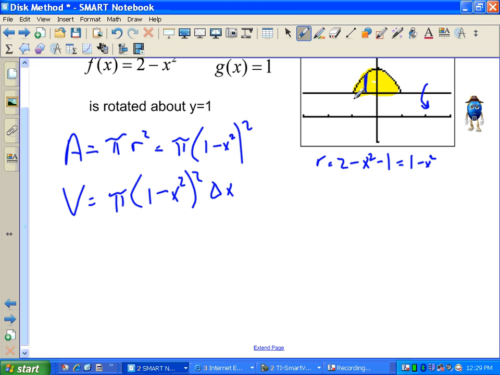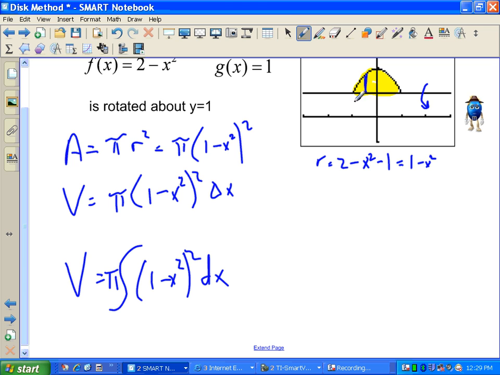I want all the slices in this case, right? So I'm going to integrate pi, and let's put the pi right out in front right away, 1 minus x squared squared, and delta x becomes dx because we're getting really thin. Only thing we don't know is from where to where are we integrating, okay?